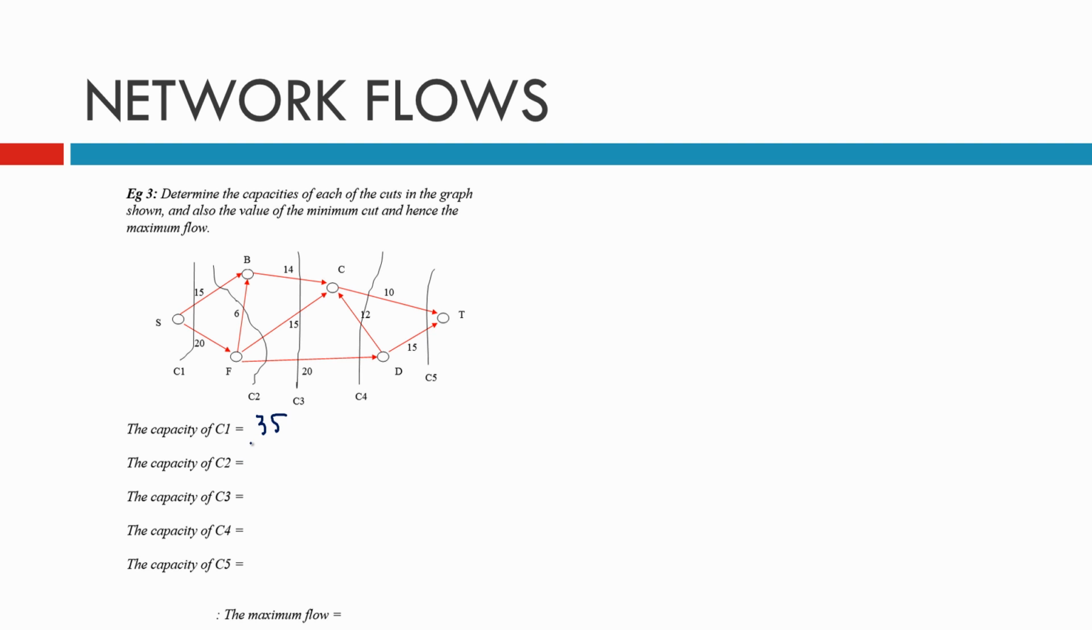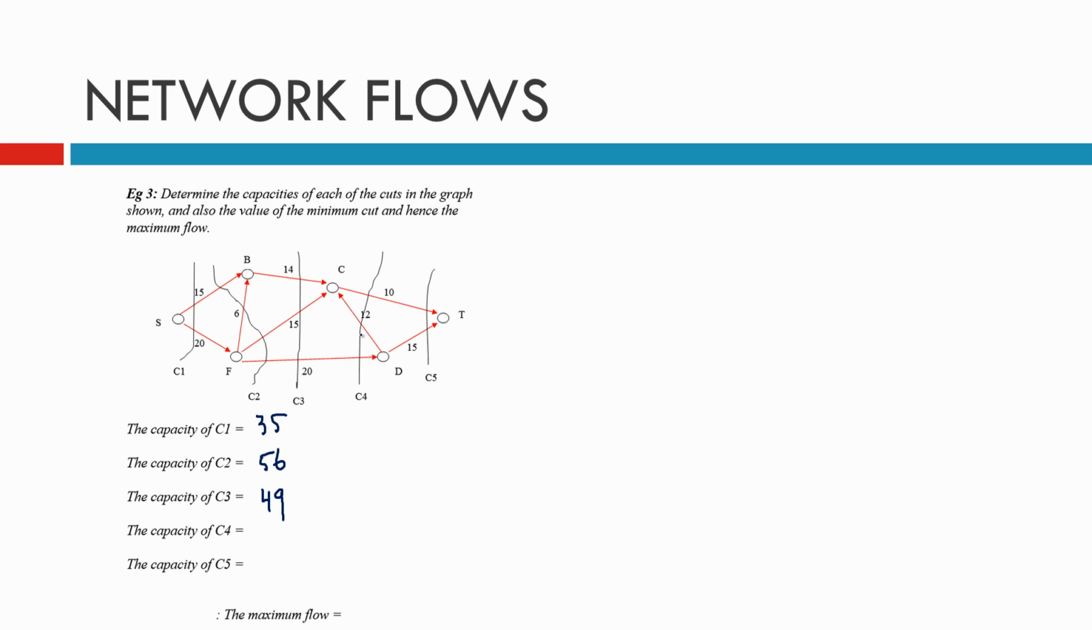If we look at cut 2, we've got a 15, 6, 15 and a 20. Again, they're all going forward, so if we add those numbers up, we get 56. Having a look at cut 3, they're all going forward, there's nothing going backwards again, so 14, 15 and 20. When we add those up, we get 49.